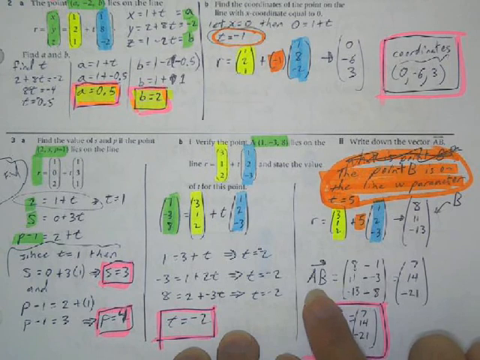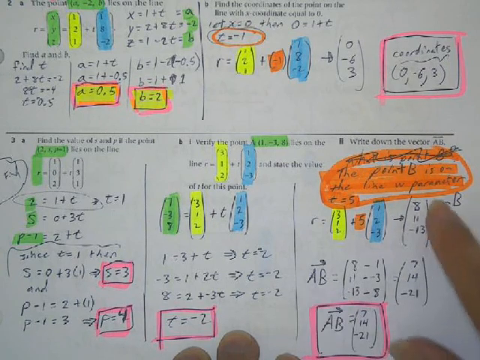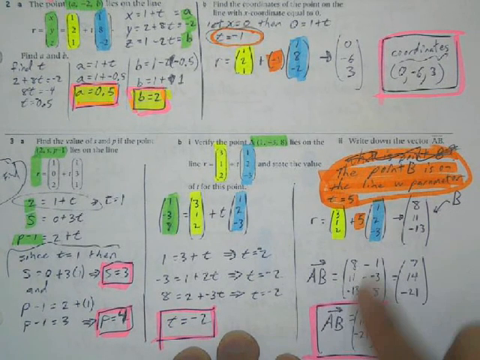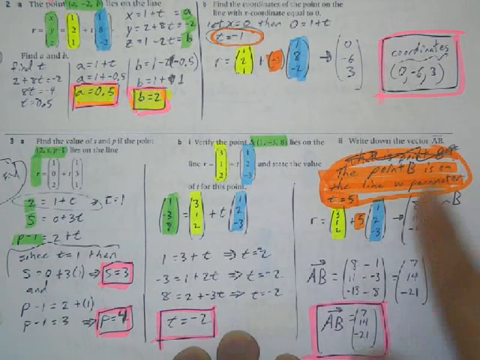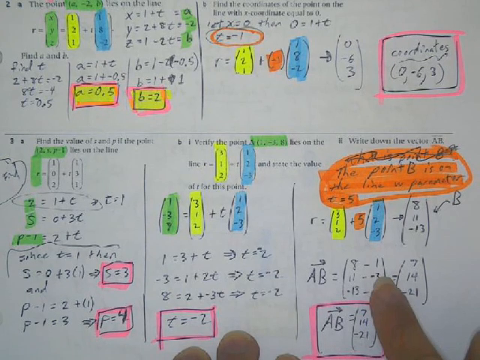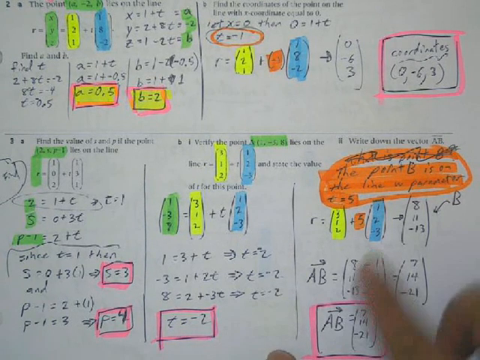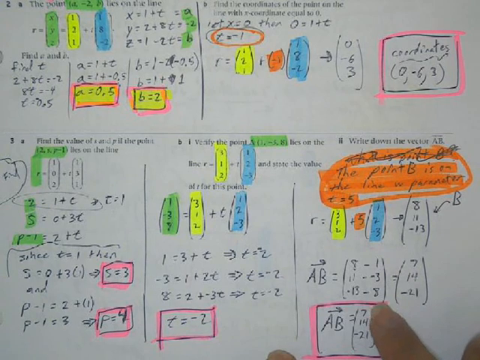So for the vector AB, I'm going to take the 8, 11, negative 13, minus my a value, which is, what's the a value? 1, negative 3, and negative 8. Oh, it's from there. Okay. And then we get this.